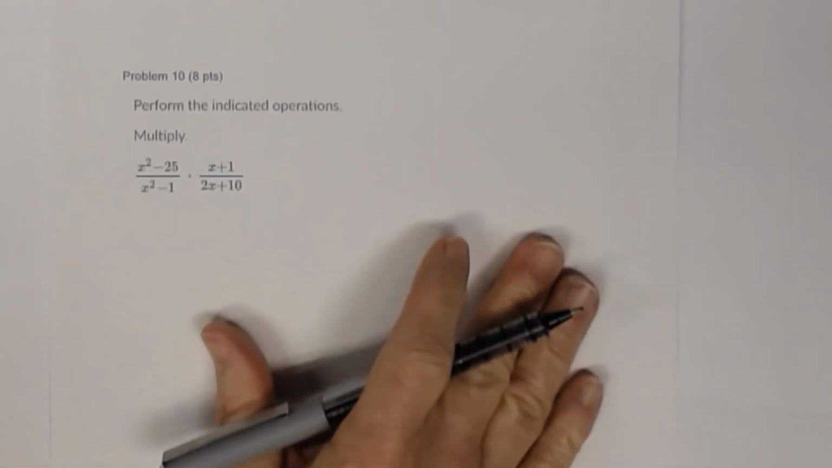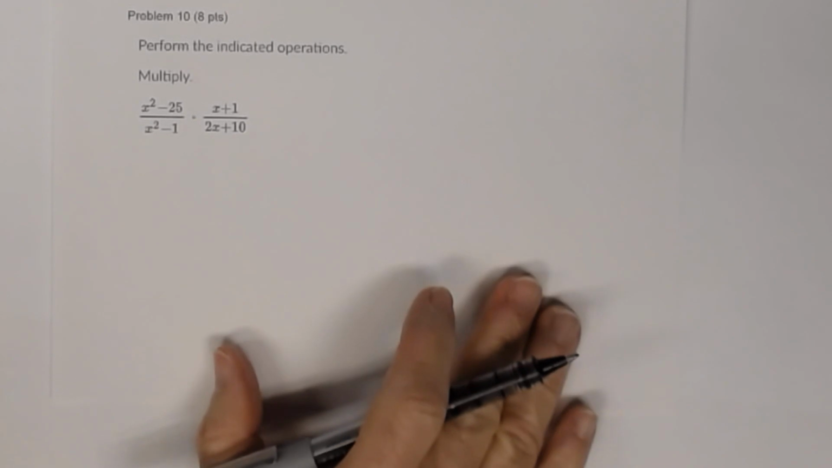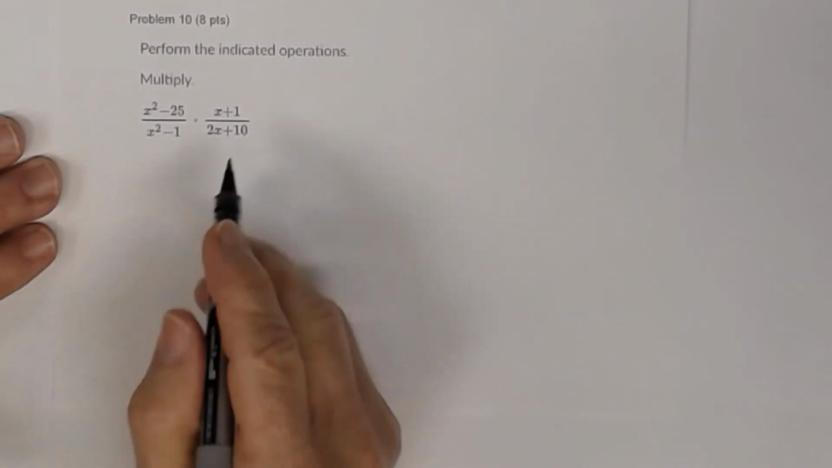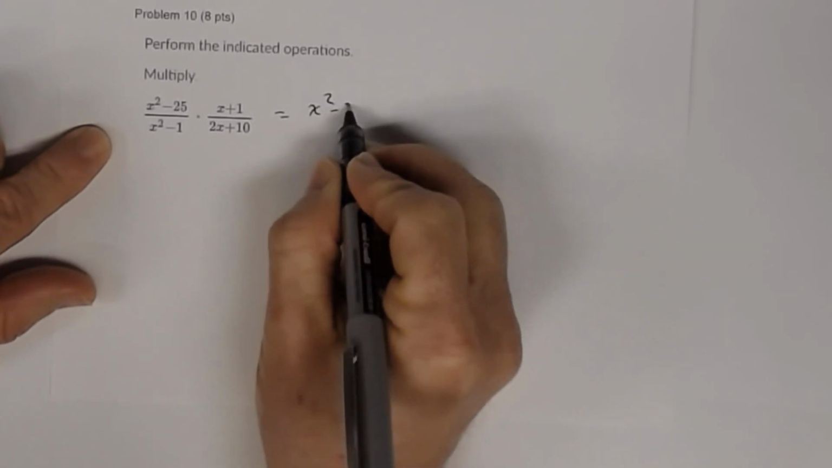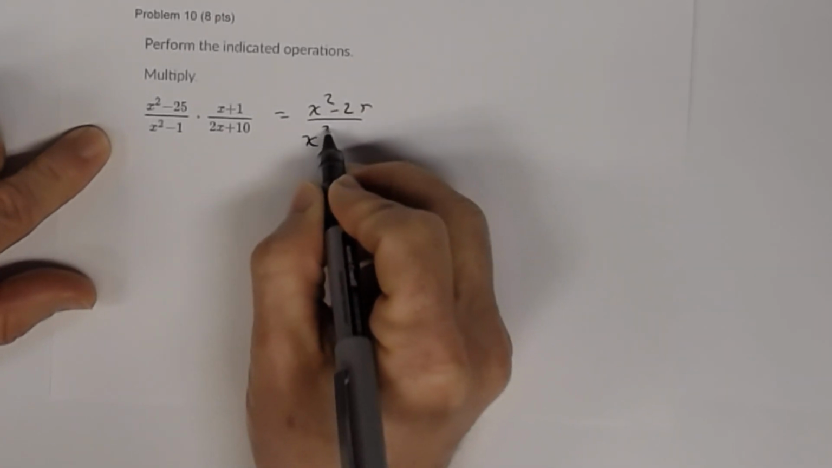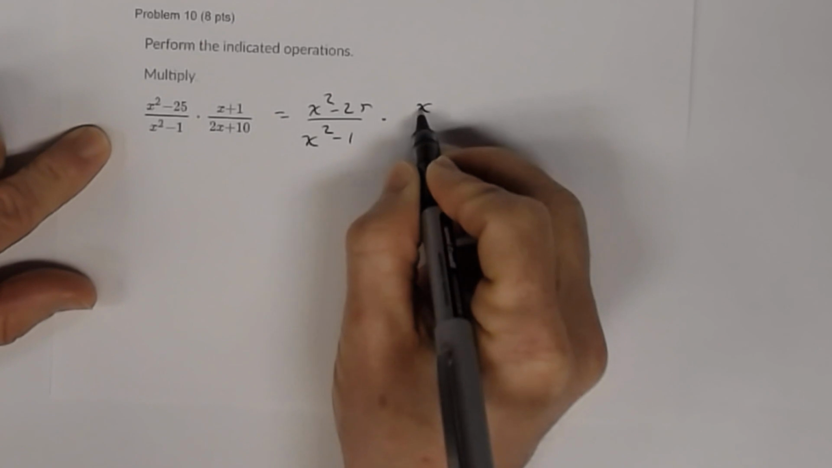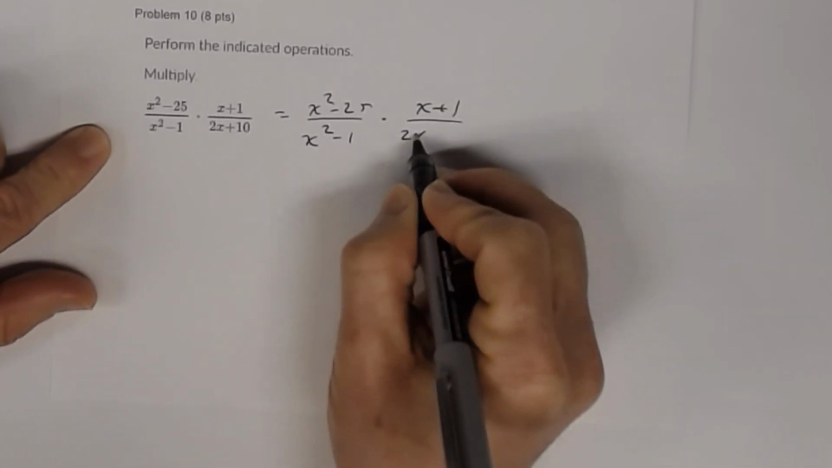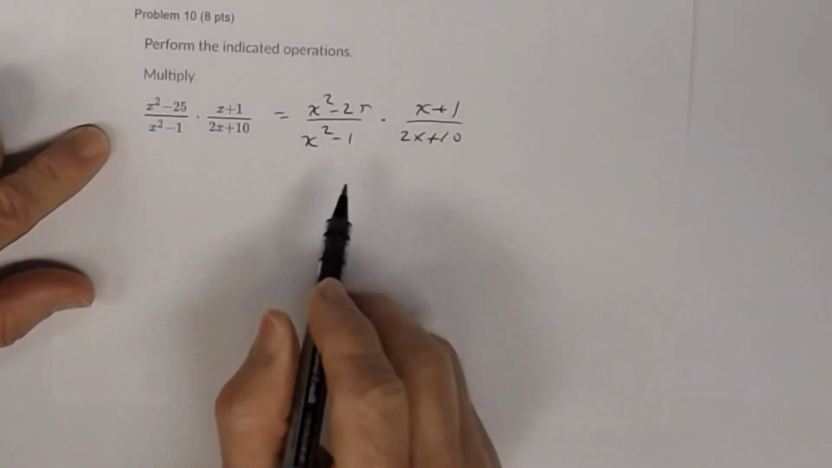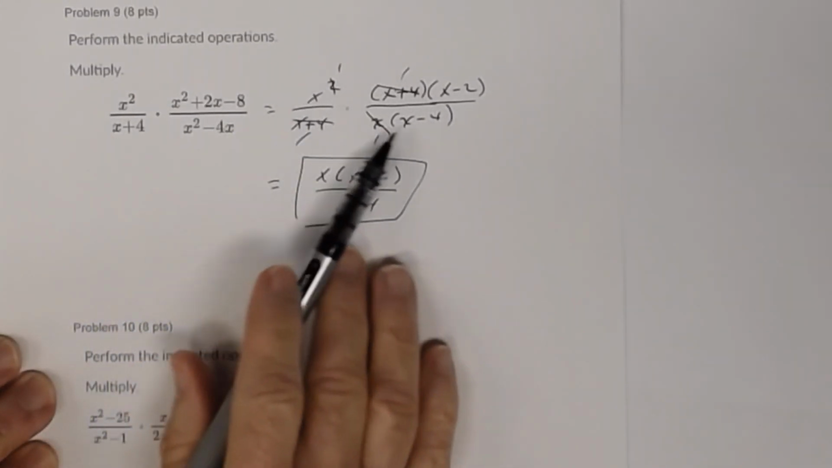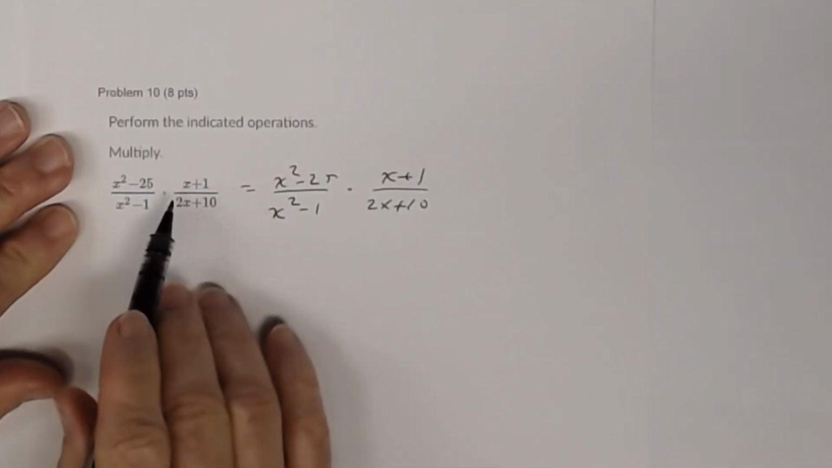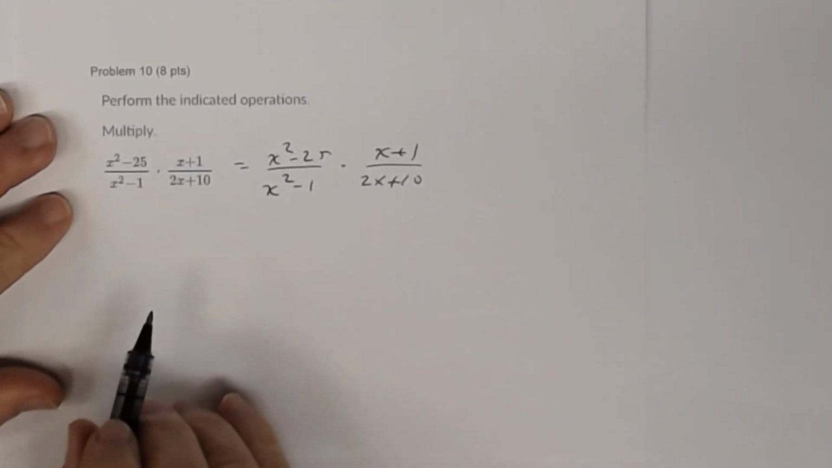All right, now, the number 10, I'm going to go ahead and write this a little bit better. So it'll be x squared minus 25 divided by x squared minus 1 times x plus 1 divided by 2x plus 10. Okay, so again, just like we did this one, you're going to factor numerators and denominators, and then you want to multiply these two rational expressions together.